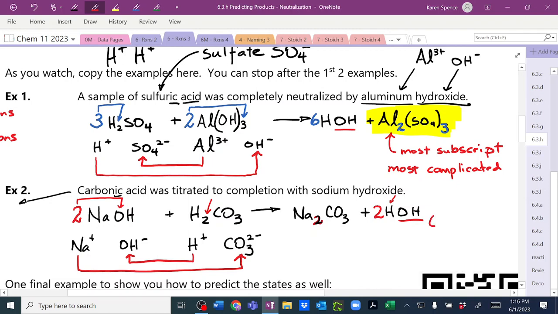What's water? What state is water? Liquid. We all knew that, right? We know water's a liquid. And just like in a double replacement reaction, our reactants have to be aqueous so that the ions can move around and recombine.